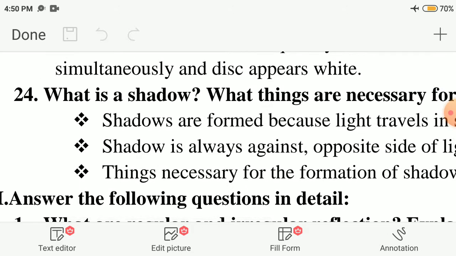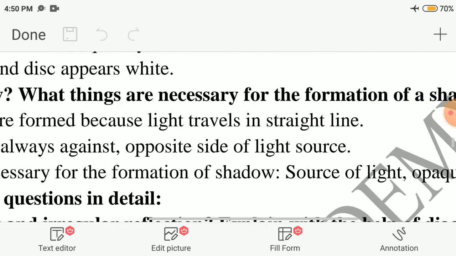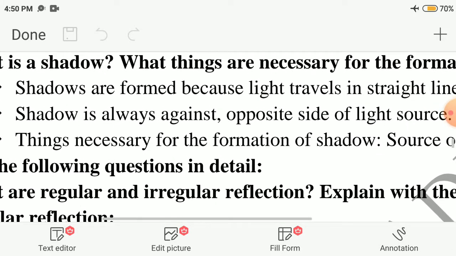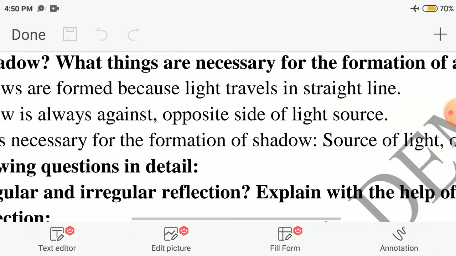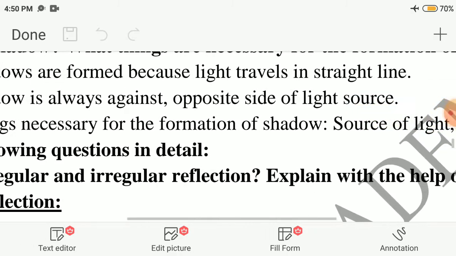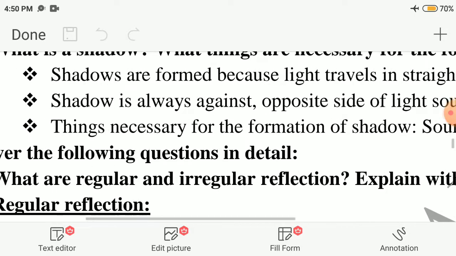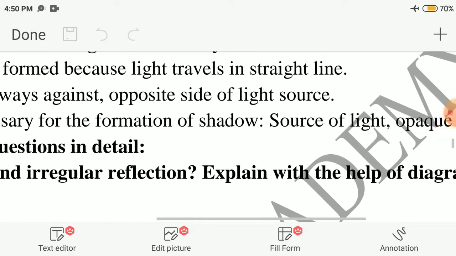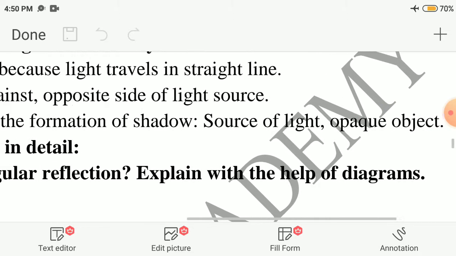24th question. What is a shadow? What things are necessary for the formation of a shadow? Shadows are formed because light travels in a straight line. Next, a shadow is always on the opposite side of the light source. Things necessary for the formation of shadows: a source of light and an opaque object.